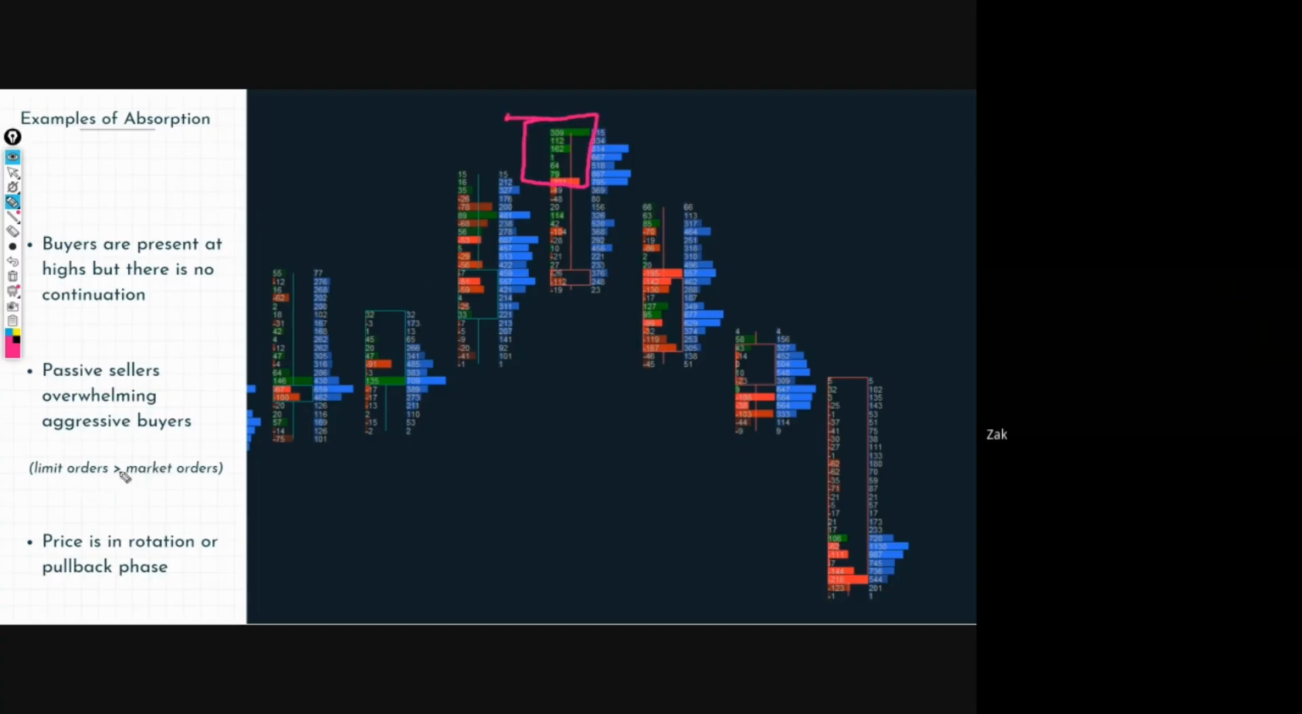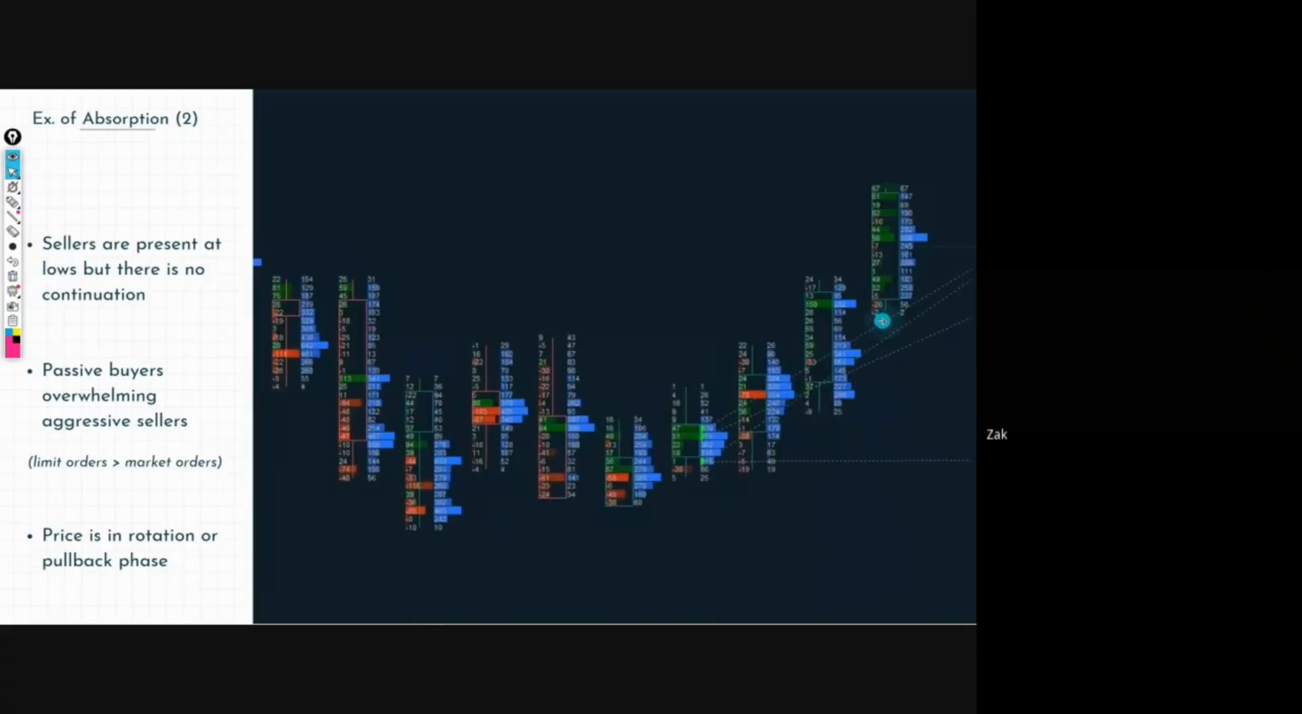So limit is greater than market, and then usually price is in a rotational phase. It's at an area where it's either going to be reversing or it's at a prior resistance, something like that. So that is the first example of absorption.